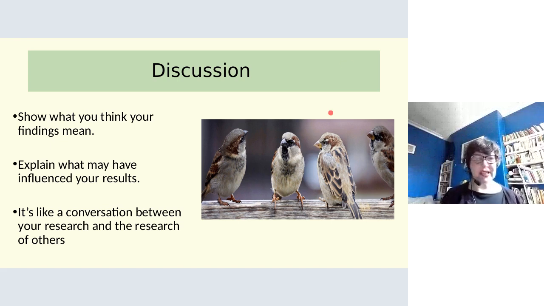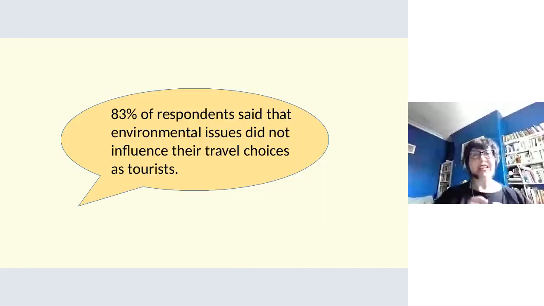So just to give you a clearer idea of how that can look, what I've got here is something that you might want to say. Now, remember, you've still got to refer back to some of your key results. Remind us all the time of what those results were. So you might have wanted to say, 83% of respondents said that environmental issues did not influence their travel choices as tourists. That's what you were looking at.